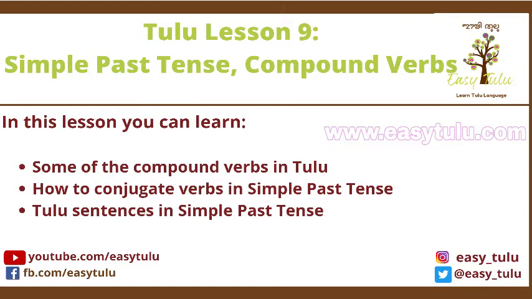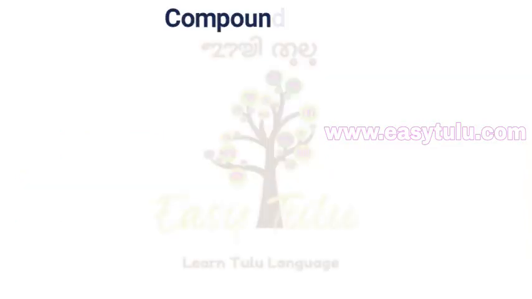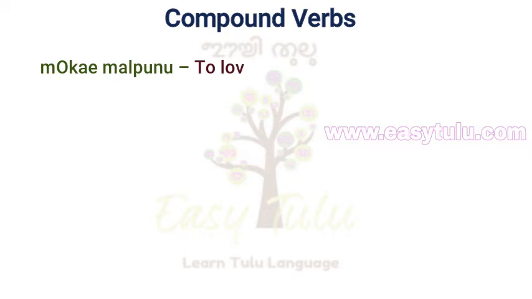Okay, before going to simple past tense, let us learn few compound verbs in Tulu. Example, Moke malpunu means to love. As you see in the above example, we have two words in Tulu for one English word. This is what we call compound verbs.